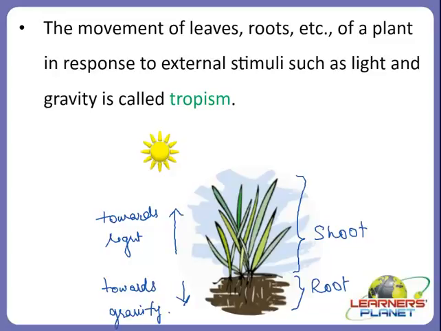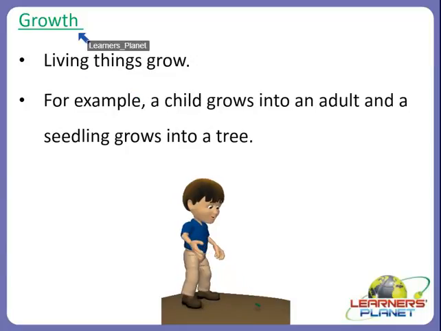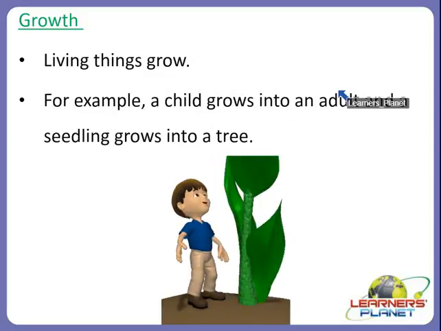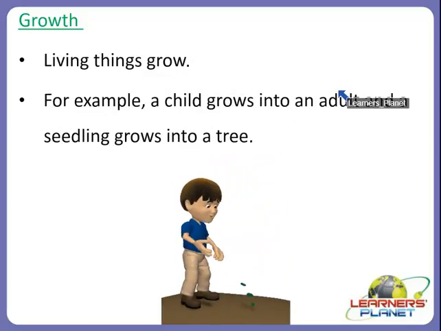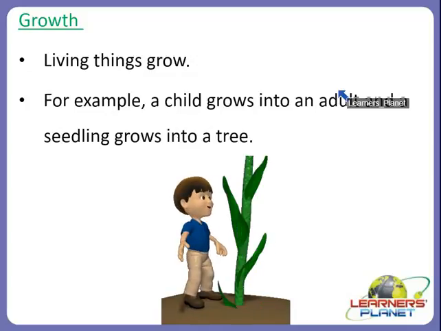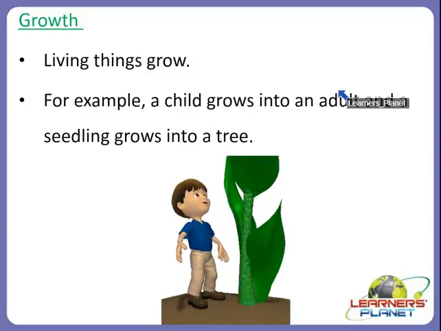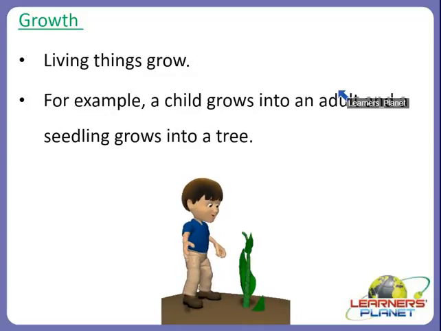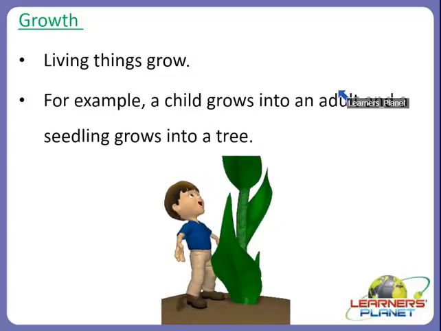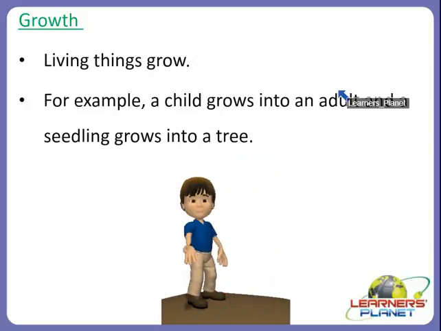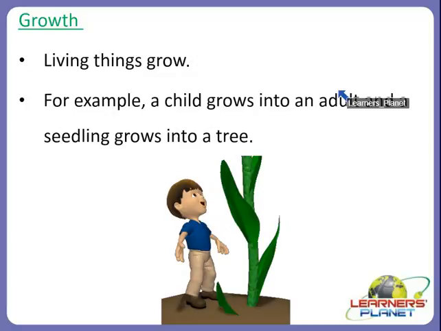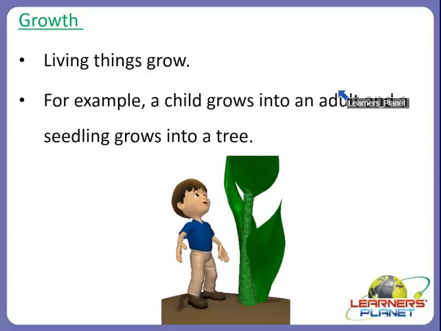Now let us discuss another characteristic of living things. Yes, growth. We know that living things grow. For example, a child grows into an adult and a seedling grows into a tree. So here we can see that living things grow, while non-living things do not grow. Like a baby grows into a young boy or girl and then goes on to become a man or woman. Like a chick grows into a hen and a cub grows into a lion.